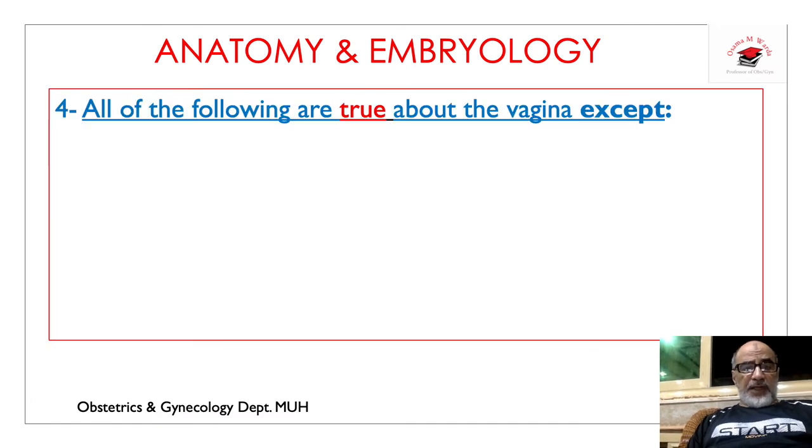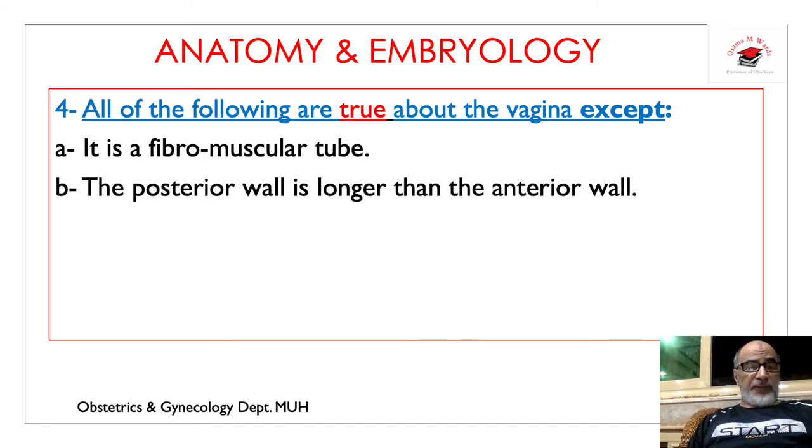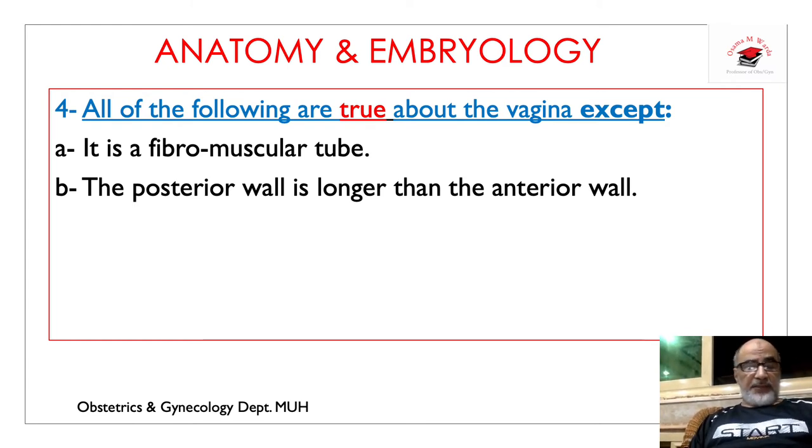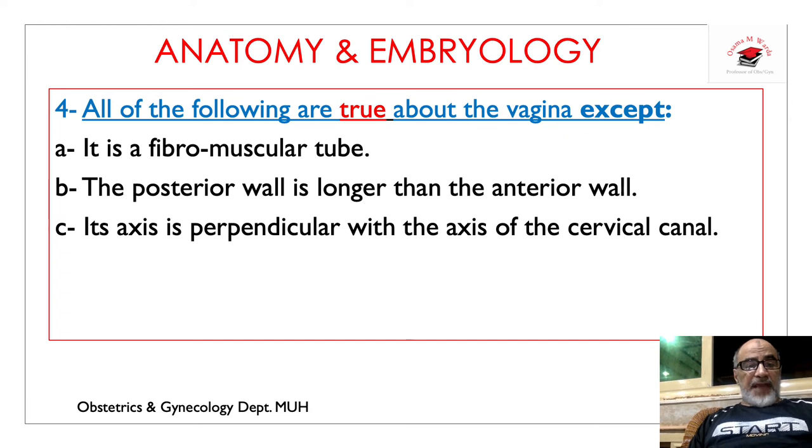All of the following are true about the vagina, except: it is a fibromuscular tube. Yes, it is a fibromuscular tube. The posterior wall is longer than the anterior. Yes, the posterior vaginal wall is 10 cm and the anterior wall is about 7 cm. Its axis is perpendicular with the axis of the cervical canal. Axis of the vagina is perpendicular to the axis of the cervical canal.